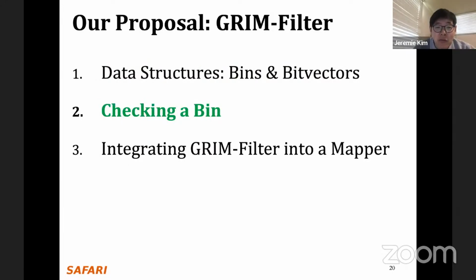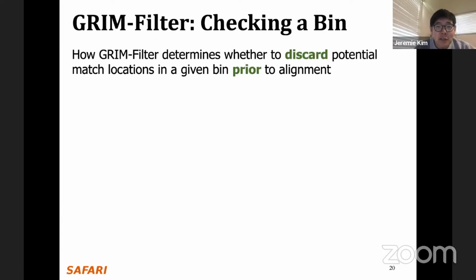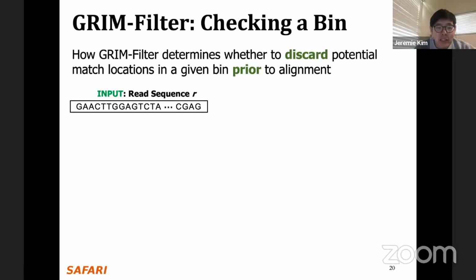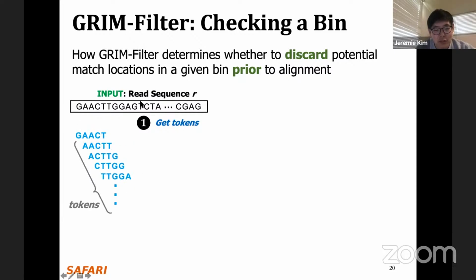So now let's talk about how we would go about checking a bin for possible existence. So we have the read sequence here, and we first try to extract all the tokens from the read sequence. So this is all the overlapping tokens here of size 5. So we see that we're just extracting them.